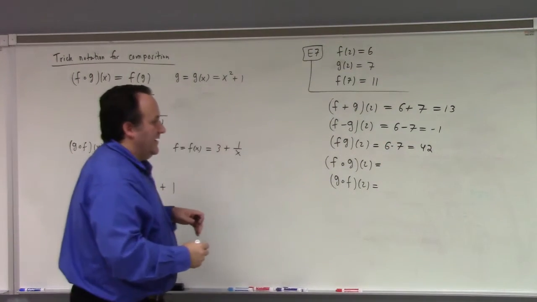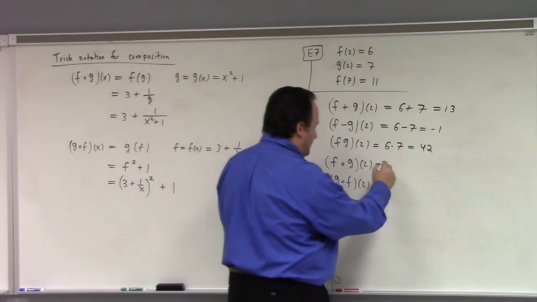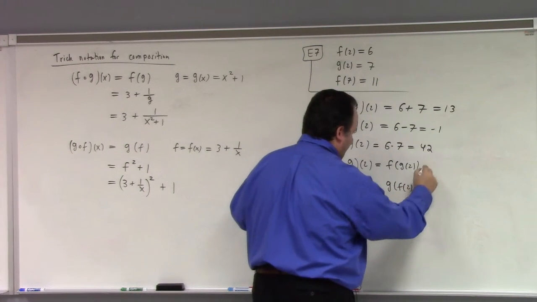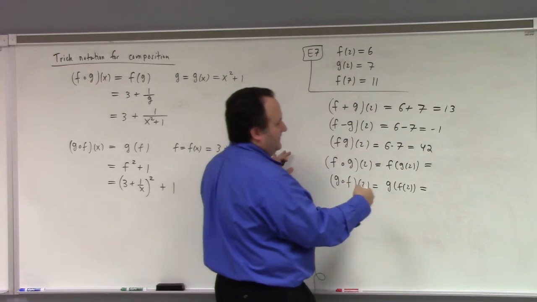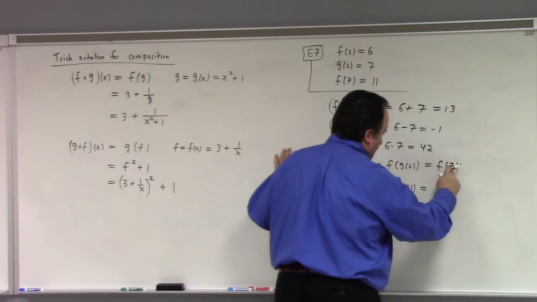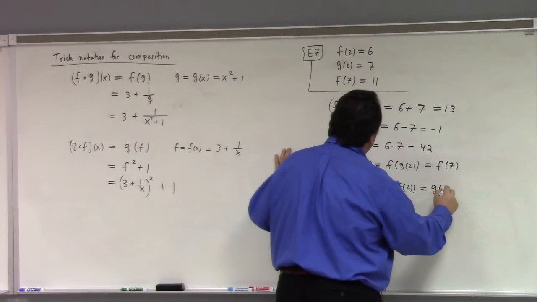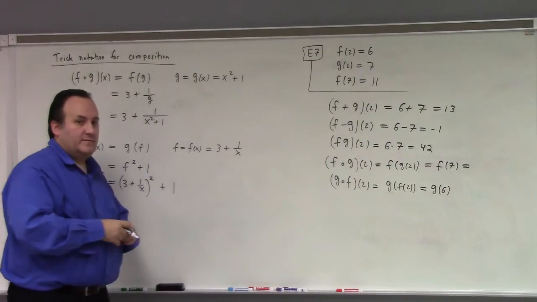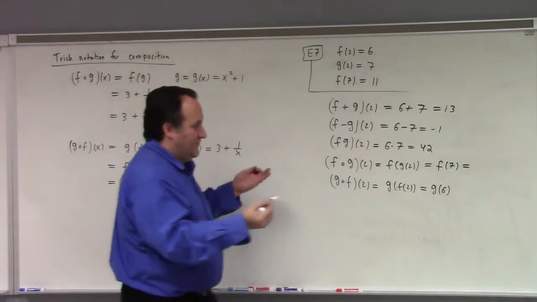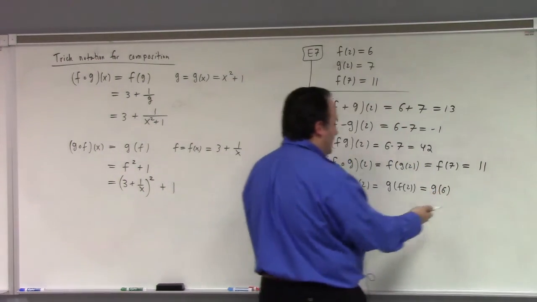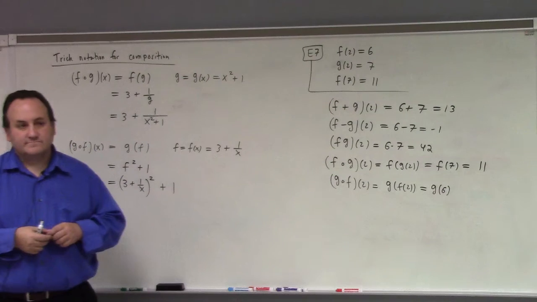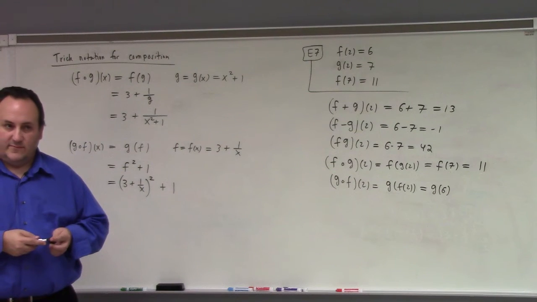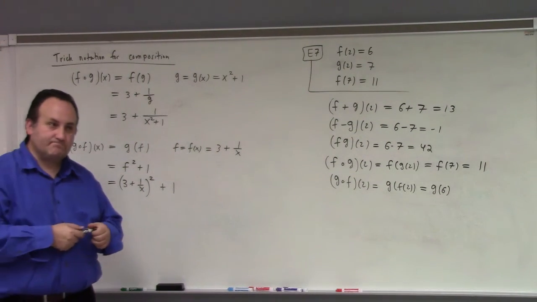F composed with g of 2, that's f of g of 2, or g of f of 2 for the next one. So f of g of 2 is f of 7. G of f of 2 is g of 6. So what is f of 7? Well, we happen to be given that that's 11, right? So the answer here is 11. G of 6, what is g of 6? The answer is we don't know. We're not given enough information to answer that question.